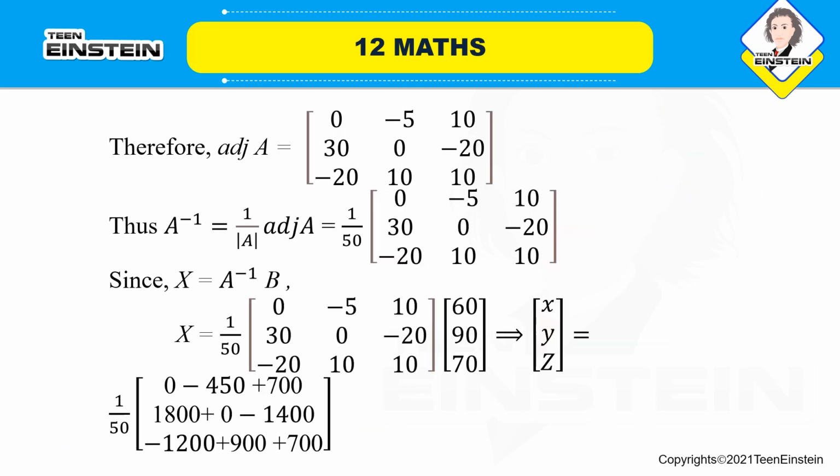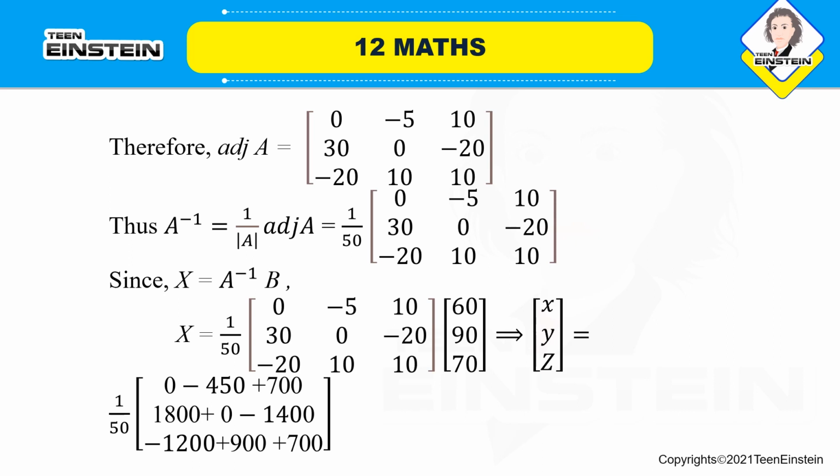Therefore, adjoint A: the first column is the first row, right? So this is A11, A12, A13. So how will you write? 0, 30, minus 20. The second row is written as the second column. So minus 5, 0, 10. What about the third column? 10, minus 20, 10. Okay.